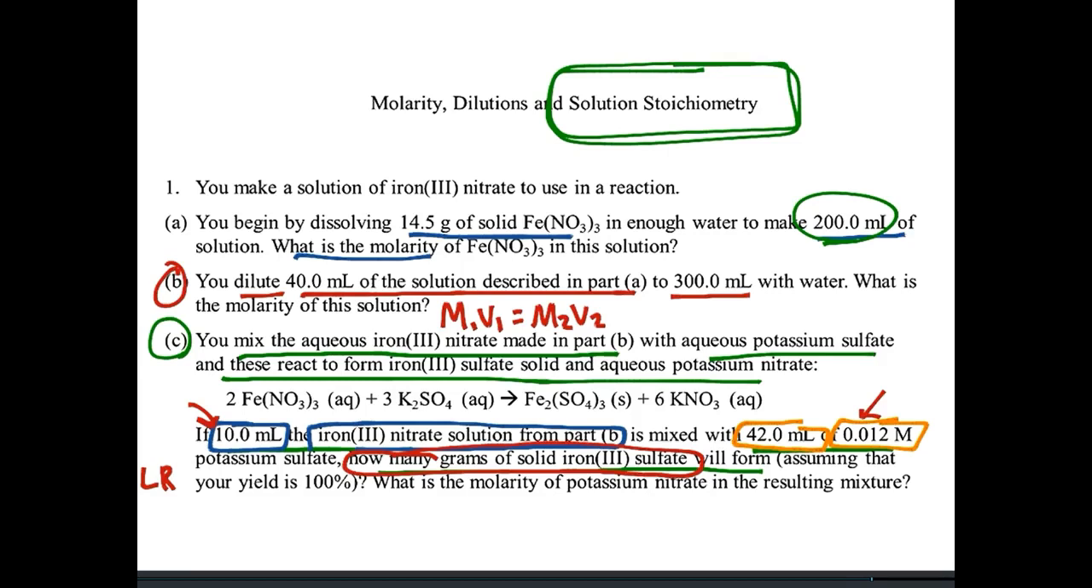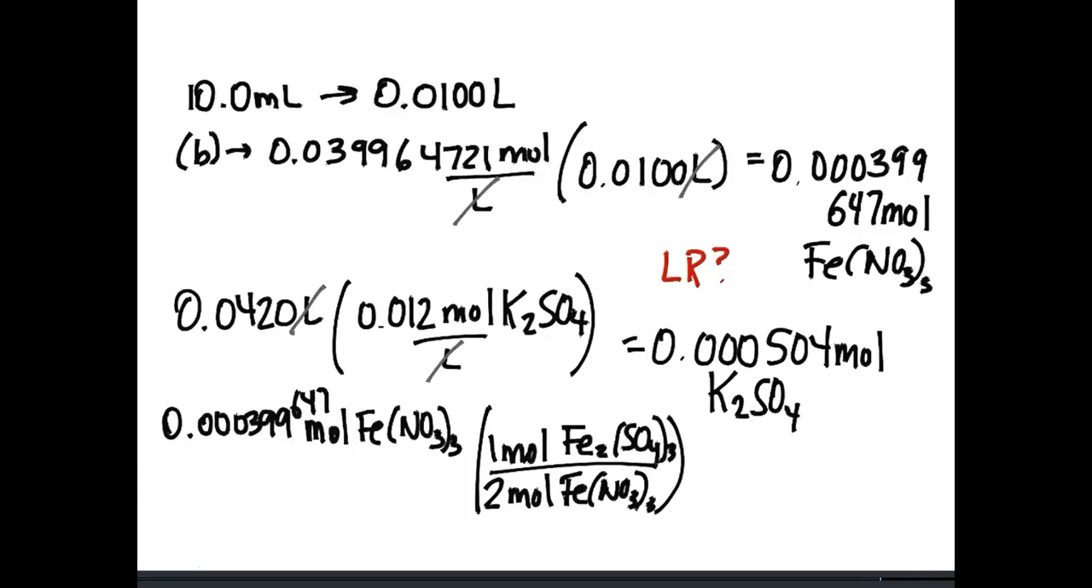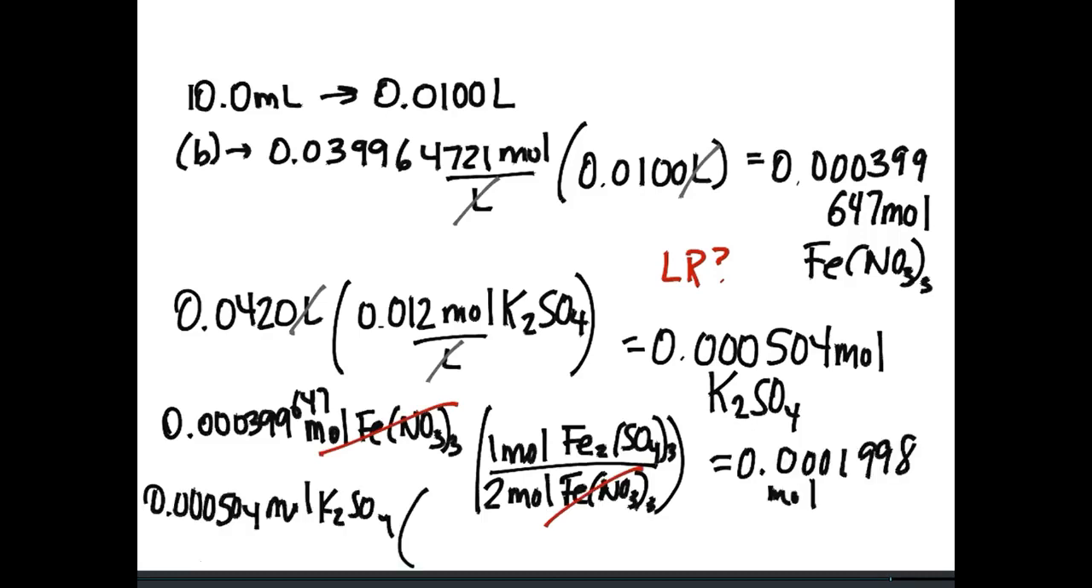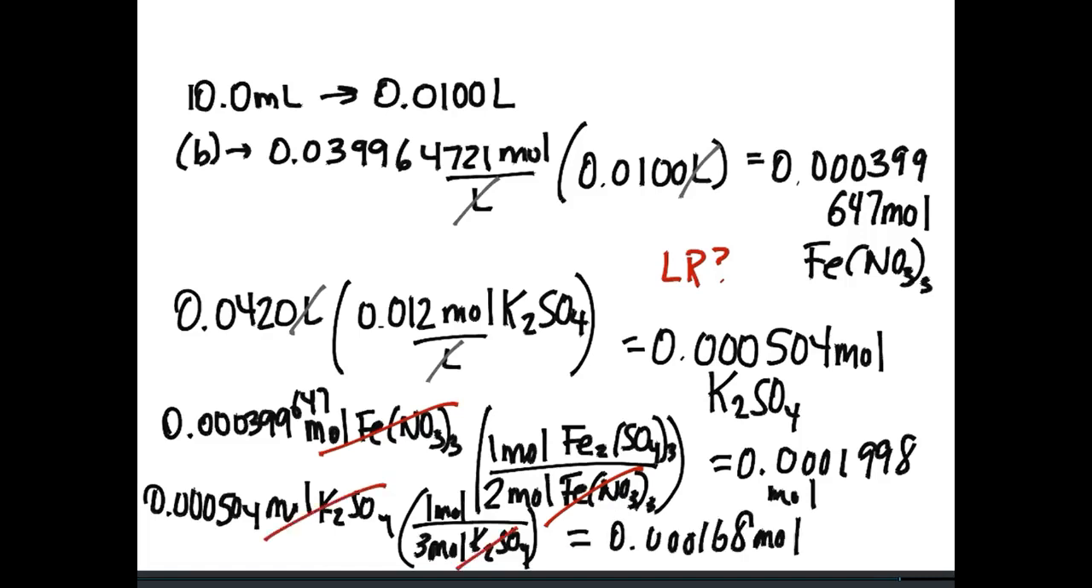So if we start with moles of the first reactant, and then we take the stoichiometry, which is 2 to 1. So I'm taking the answer to the first calculation up here, 0.000399647 moles of iron nitrate. I'm converting that into moles of product, iron sulfate, because ultimately I want to figure out what mass of iron sulfate forms, but I don't know if this is limiting reactant or not. So we're going to start with this reactant, divide by 2, and that's going to give me 0.0001998 moles. If we take the other reactant and divide by 3, we get 0.000168 moles.